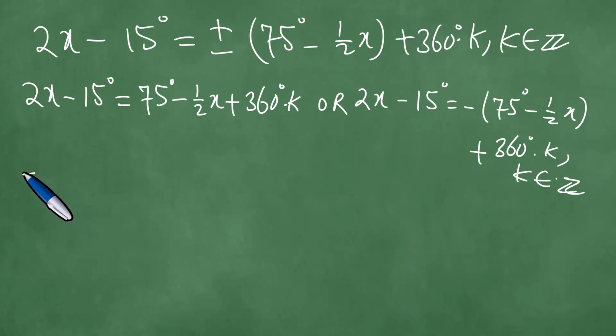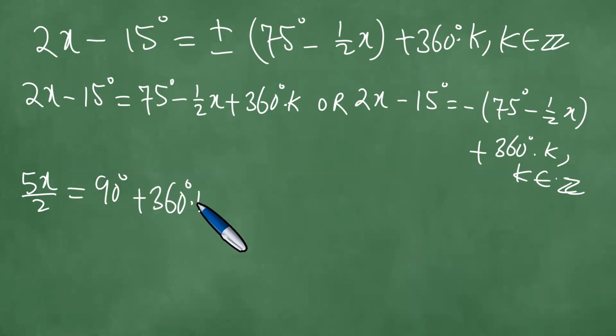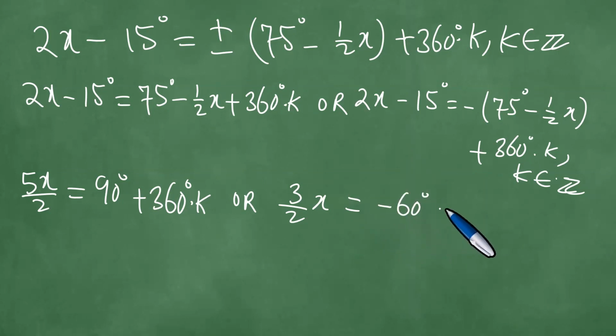Which means you have 5x out of 2, which is 90 degrees, plus 360 degrees by k, k in the integers. Or what do we have this side here? We have 2x here, and then this is going to be 1/2. If you bring it up, it's going to be 1/2, but if you bring it across, it's going to be 3 over 2 x, like 1.5. Minus 75 plus 15 is minus 60. Okay, and then you have plus 360 by k in the integers, like so.